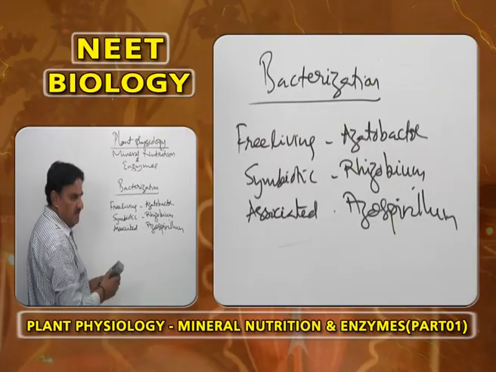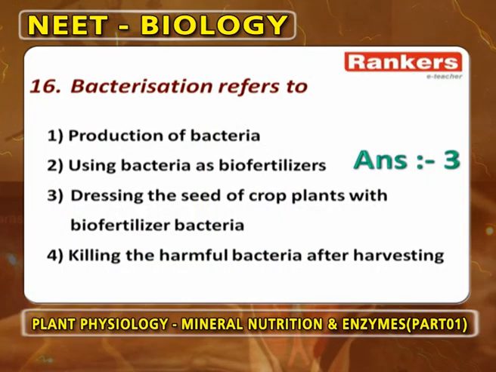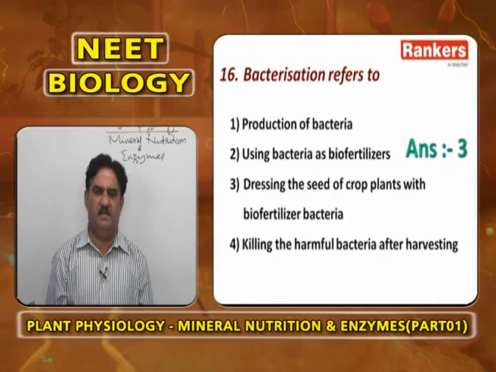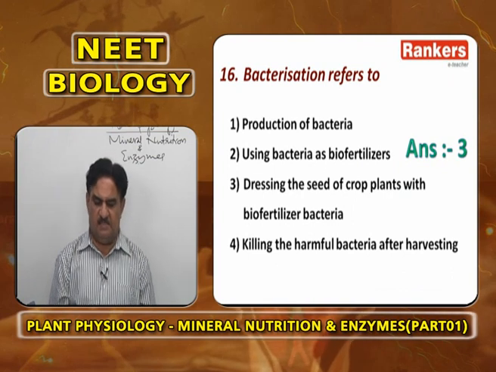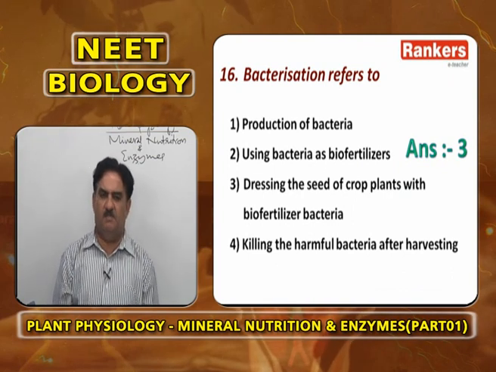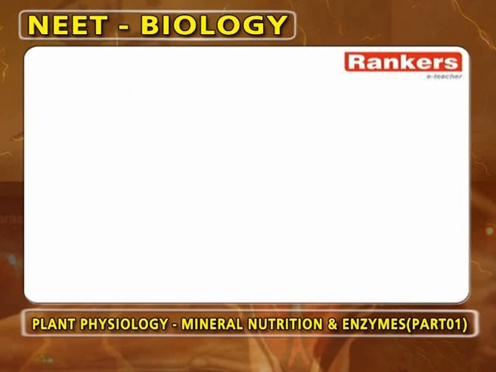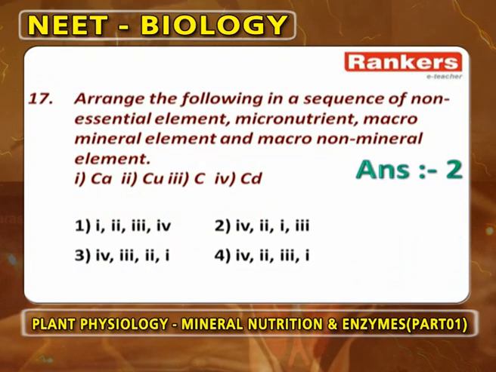Azospirillum increases yield in sorghum, bajra, pearl millet and other crops. And Azospirillum not only helps in fixing nitrogen but also produces plant growth regulators. So in bacterization, Azospirillum plays a very important role. So bacterization refers to dressing the seed of crop plants with biofertilizer bacteria. So 16th question answer is 3. Next.